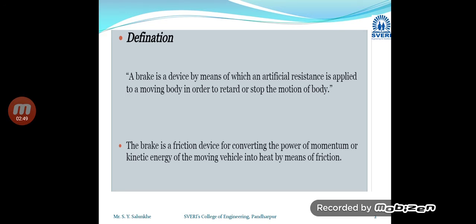When we consider brakes, we can make the definition: a brake is a device by means of which an artificial resistance is applied to a moving body in order to reduce or stop the motion of that body. That body may be an automobile, a ropeway, a crane, or even an elevator. So when these are in motion and you reduce the motion of that moving part, that agent or system we call a braking system.